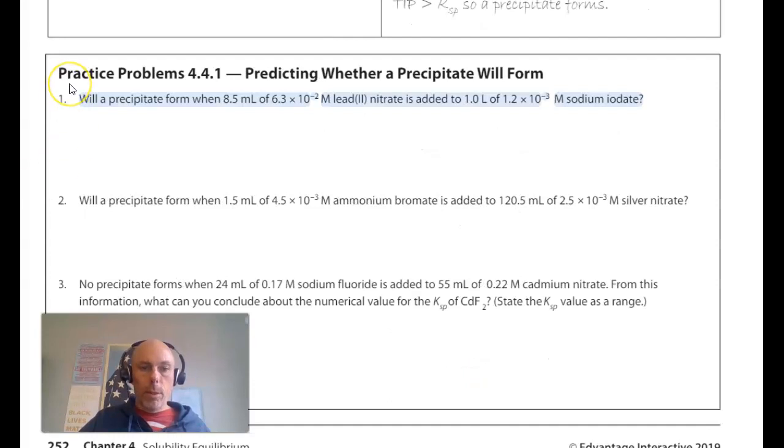So I've scrolled down, I'm looking at practice problems 4.4.1 here, the problem highlighted in blue. I encourage you to try this one on your own. If you're not quite sure how to do it, look up. You'll use the same steps that are on this page above to solve this problem. And know that you'll need to find the Ksp for lead(II) iodate on the table that's in section 4.3. Come on back when you're done, see how your solution compares to mine.